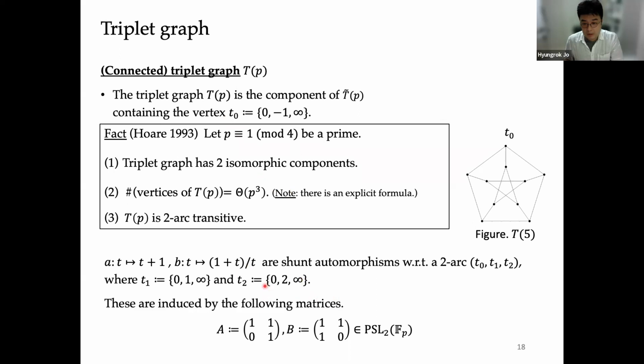And as mentioned before, by linear fractional transformation, we can describe the Schreier automorphism as 2 matrices A and B like this.